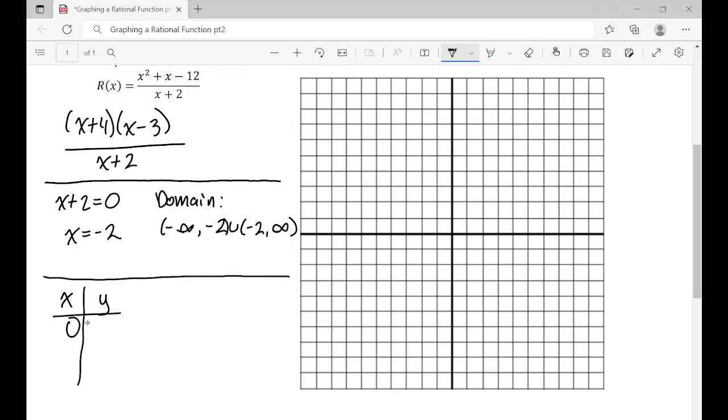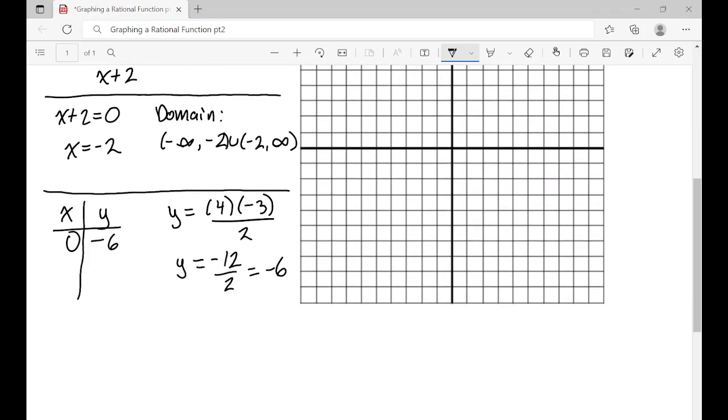So when I plug in 0 for all my x values, I'm going to end up with y equals 4 times negative 3 over 2, because all the x just disappear. And that's going to end up giving me y equals negative 12 over 2, which is just negative 6. So it crosses the y-axis at negative 6. Now I'm going to do it again. I'm going to let y equal 0 and solve for x.